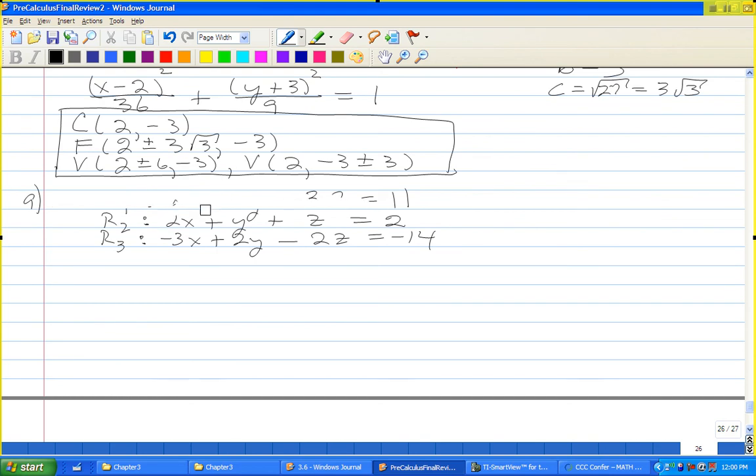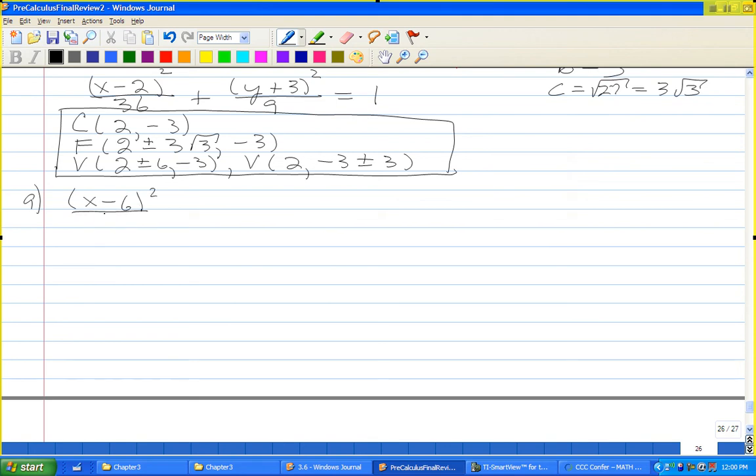Problem number 9. I skipped the problem. Okay, let me do problem number 9. They all sort of look the same after a while. (x minus 6) squared over 36, (y plus 4) squared over 25 equals 1.